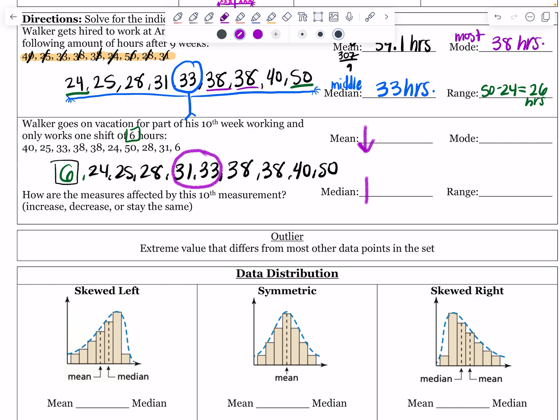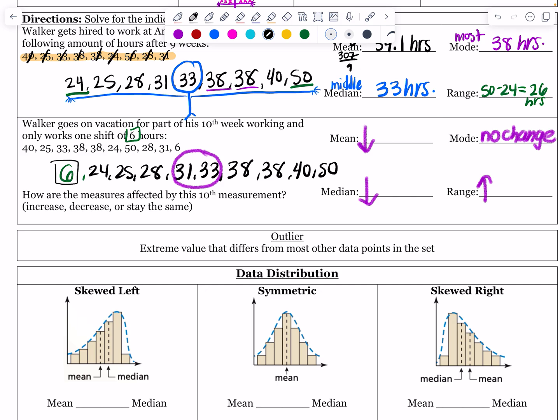So that should decrease as well. Will it impact my mode at all? Does that impact the 38? It does not, so there should be no change in the mode. And then what is it going to do to my range? Since it is the smallest number, that should increase my range, because that gives me a wider span from 6 to 50 than from 24 to 50.